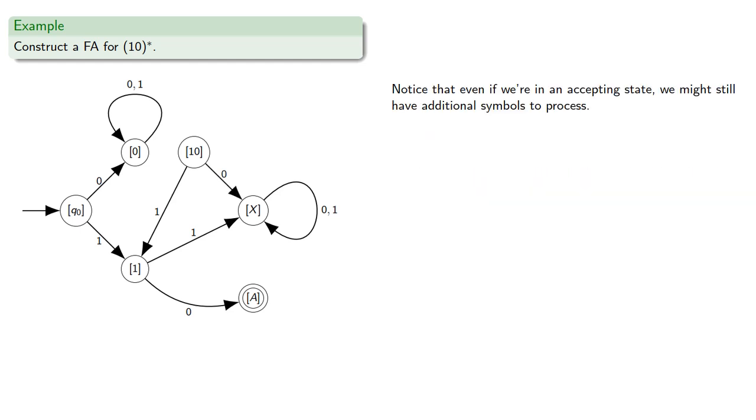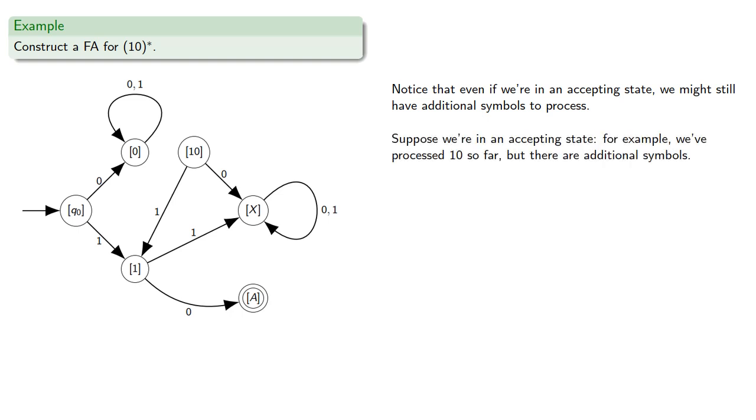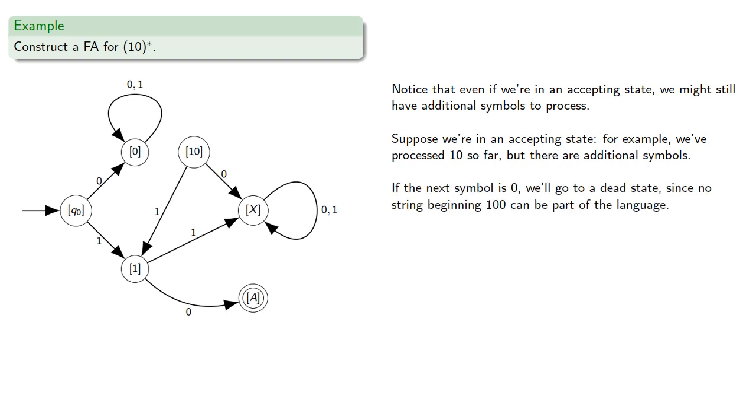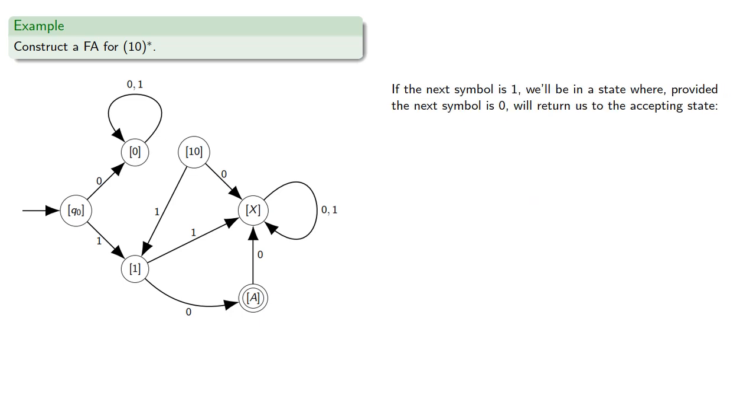Now, notice that even if we're in an accepting state, we might still have additional symbols to process. Suppose we're in the accepting state. For example, we've processed 1, 0 so far, but there are additional symbols. Now, if the next symbol is 0, we go to a dead state, since no string beginning 100 can be part of the language. If the next symbol is 1, on the other hand, we'll be in a state where, provided the next symbol is 0, we return to the accepting state.